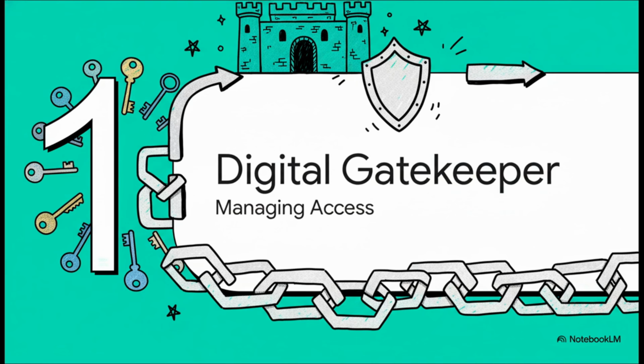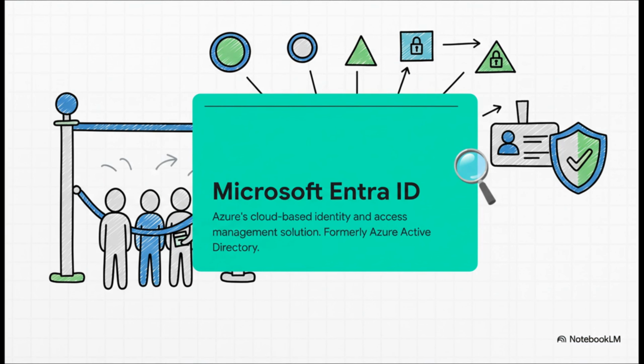Well, that's where Azure's Digital Gatekeeper comes into play. This is the central command, the authority standing guard over everything you own in the cloud. And that gatekeeper's name is Microsoft Entra ID. Now, you might know it by its old name, Azure Active Directory, but don't worry, it's the same powerful service. The best way to think of it is like the bouncer for your cloud club. Literally every single time someone or something tries to access one of your resources, Entra ID steps up, checks their ID, and makes sure they're on the list.